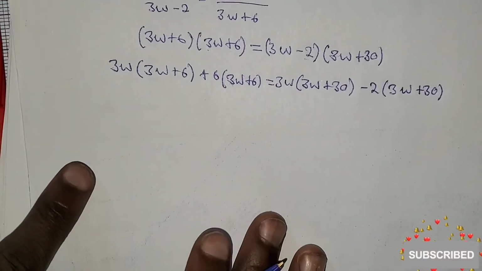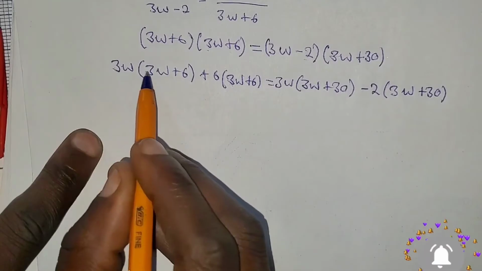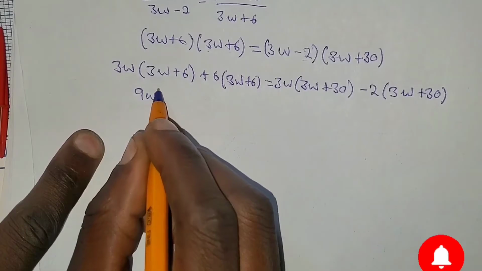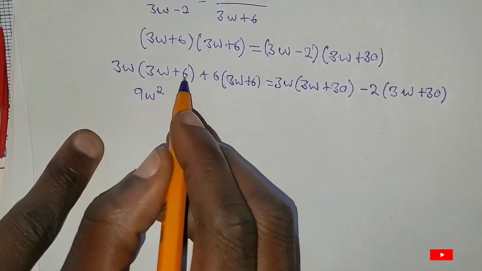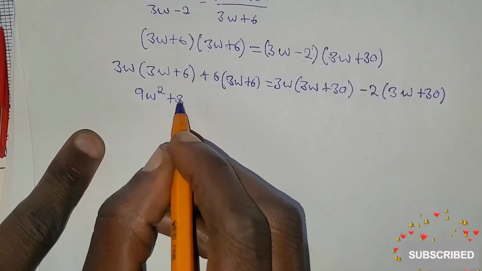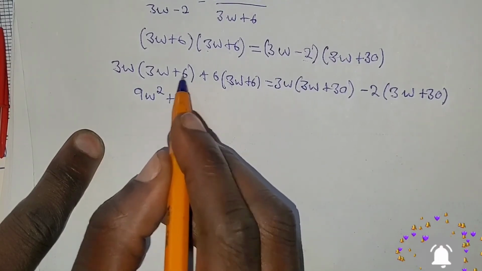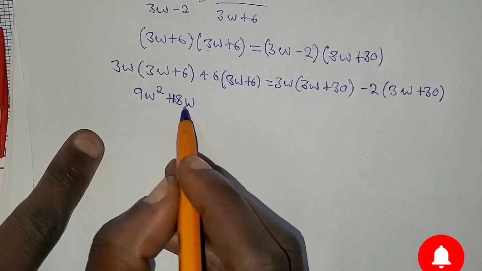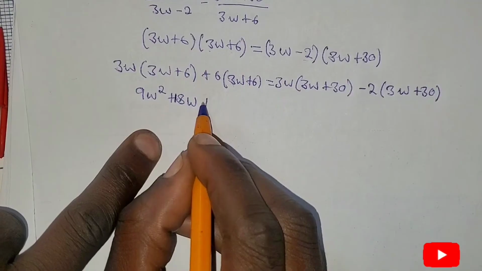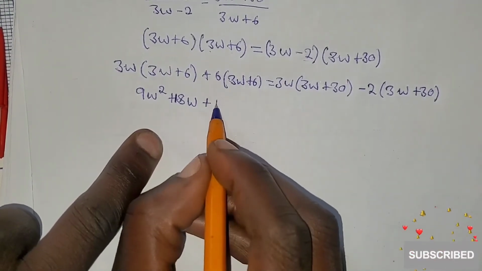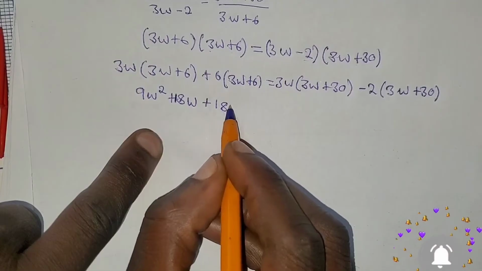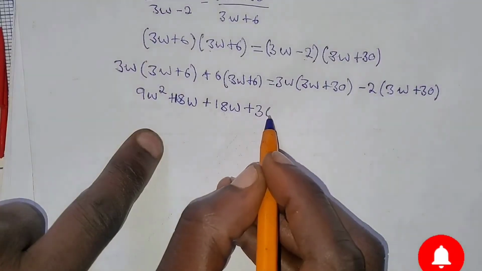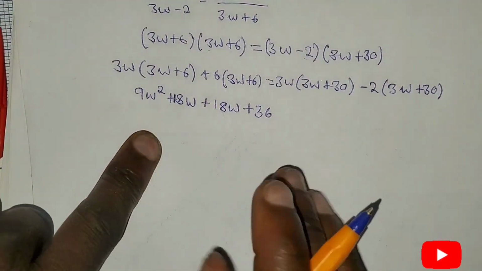Then we can now expand. 3 times 3 is 9, w times w is w squared. 3 times 6 is 18. Since we don't have any other variable here, this w just comes the way it is, so this is 18w, plus 6 times 3, which is also 18w. 6 times 6 is 36. This is this side.